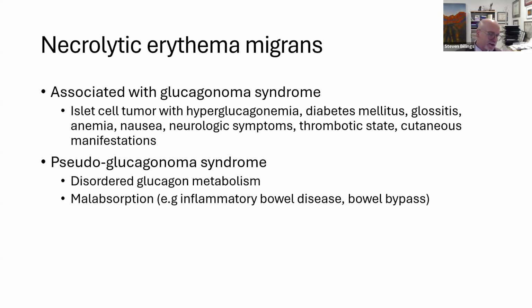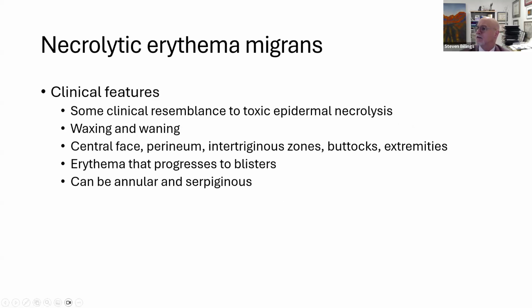Now, an entity with essentially the same histologic features is necrolytic erythema migrans. This is often associated with an underlying islet cell tumor, a glucagonoma. Patients have hyperglucagonemia. They will also have diabetes, glossitis, anemia, etc. You can get a pseudoglucagonoma syndrome in which patients have a disordered glucagon metabolism or malabsorption secondary to inflammatory bowel disease. Clinically, it can somewhat resemble toxic epidermal necrolysis, but it tends to be waxing and waning.